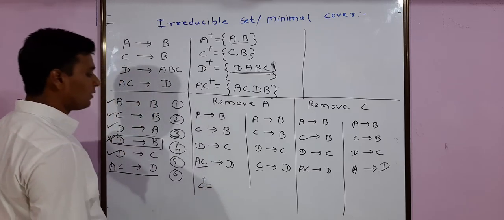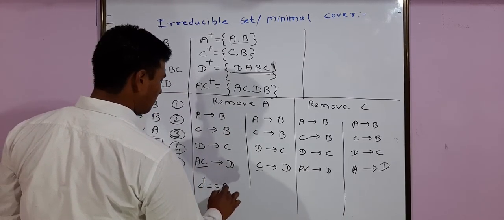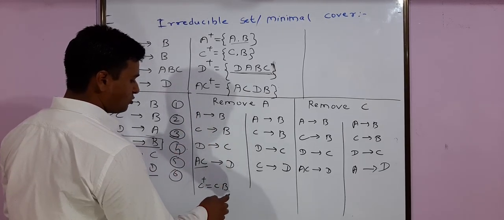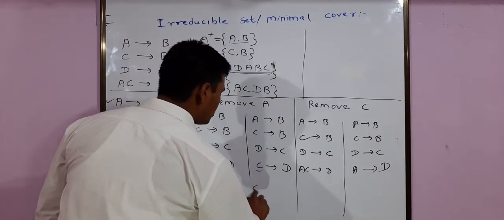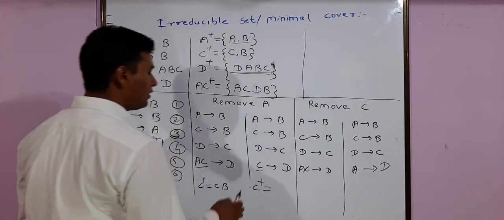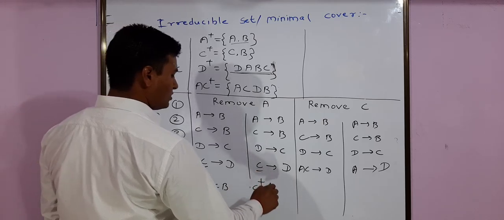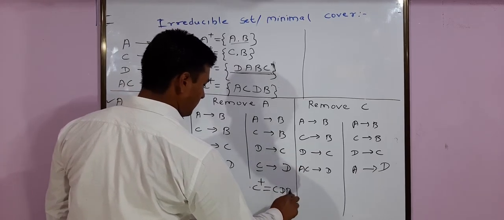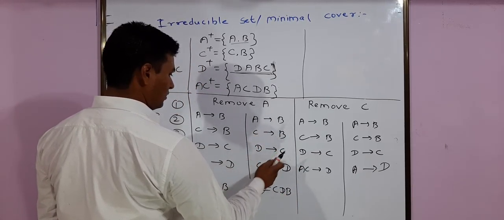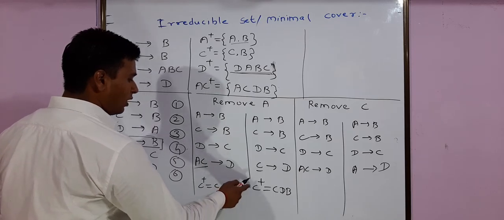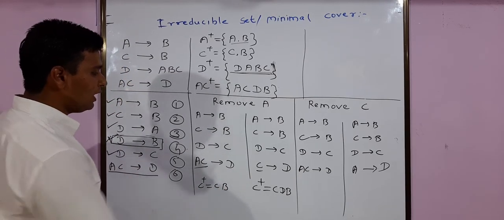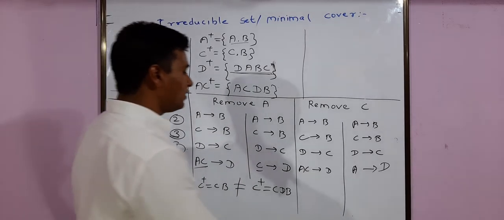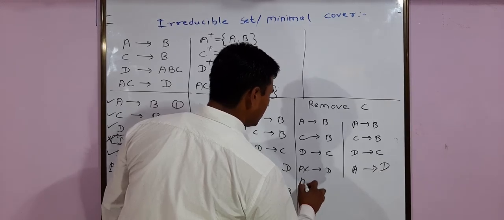So what is C closure here? C closure will be C, then B, okay, C, B, then I'm not getting anything, so C, B will be C closure. Again, I will find out C closure from this, so what is C closure? C determines C, C determines D, then C determines B, and then nothing. So actually for removing the attribute A, they should be same, but in this case you can find out they are not equal.